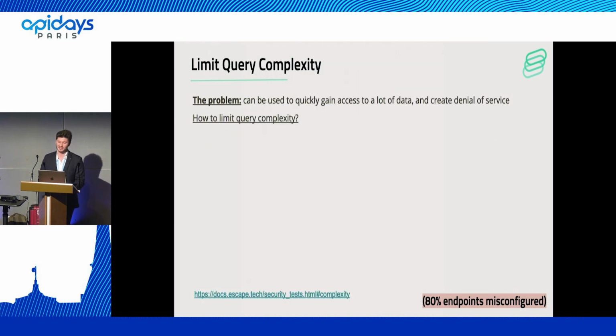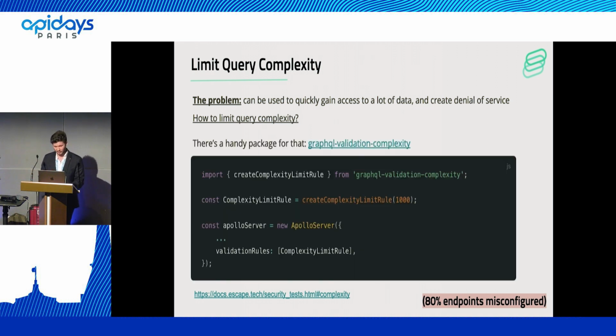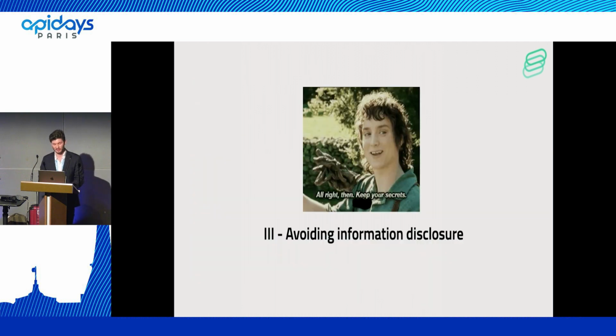Query complexity is like using both the depth and the width of the query to create, again, very resource-intensive queries. It can also be used to recover a lot of data from the GraphQL endpoint, and especially combined with a problem in access control, an attacker or malicious personnel can leak a lot of sensitive data using that. So again, there is a GraphQL validation complexity plugin in order to solve that problem.